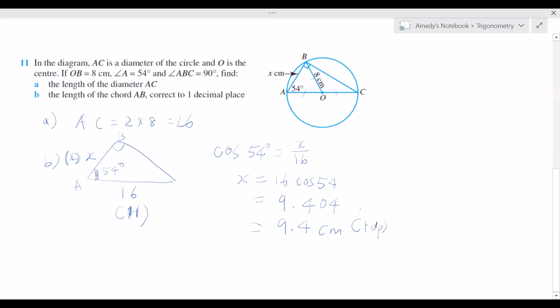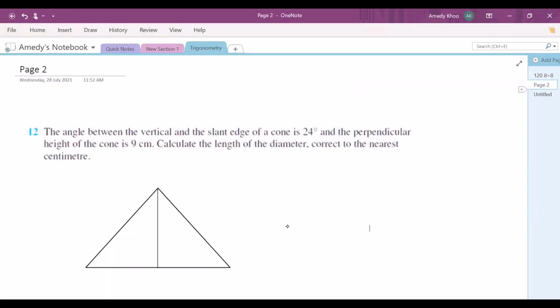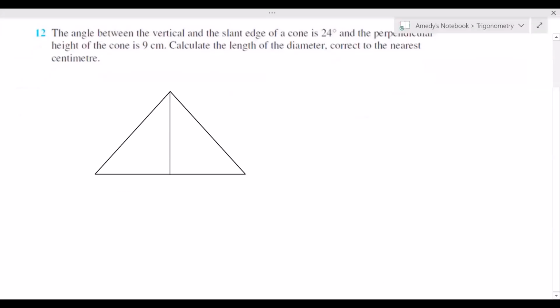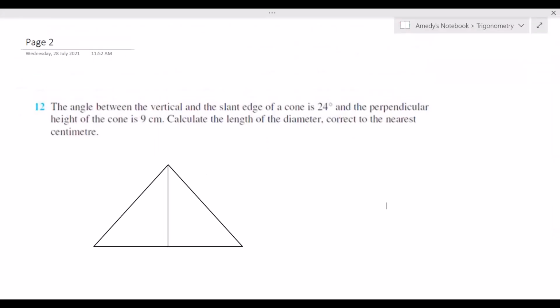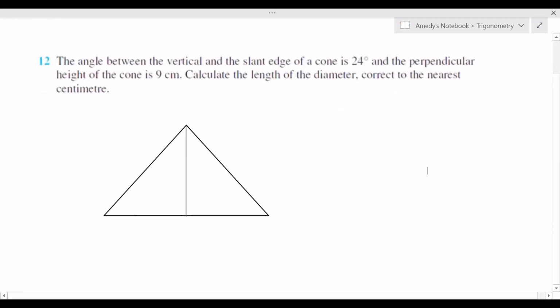Okay, you may pause the video, write your notes before you continue to the third question. Okay, are you ready for the third question? Oh, sorry.